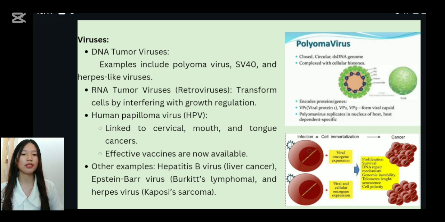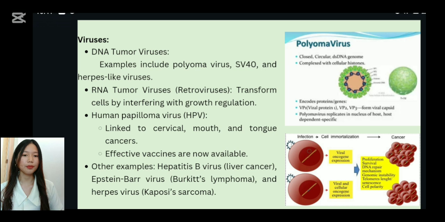Through reverse transcription, they can disrupt the normal functions of the cells, affecting the genes that regulate growth and division. So this leads to uncontrolled cell growth, which can result in cancer. By using the cell's machinery to replicate their RNA, these viruses transform normal cells into cancerous cells.